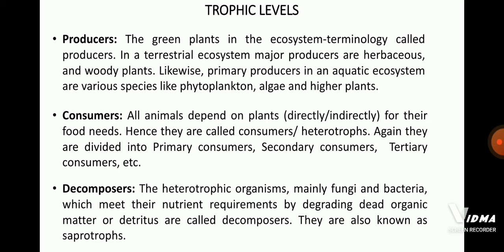All animals depend on plants directly or indirectly for their food needs, hence they are called consumers, also known as heterotrophs. They are divided into primary consumers, secondary consumers, tertiary consumers, etc., along which the energy flows.